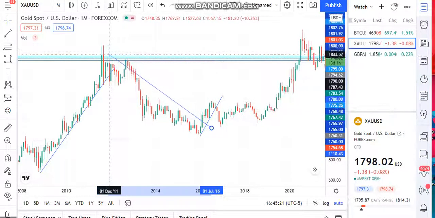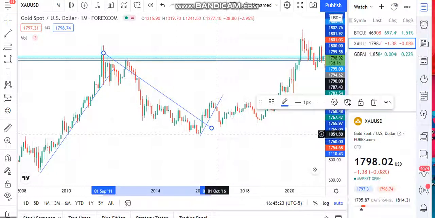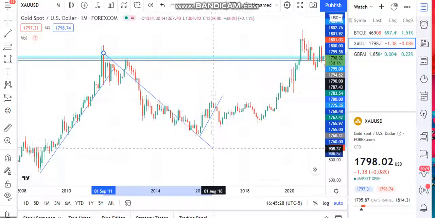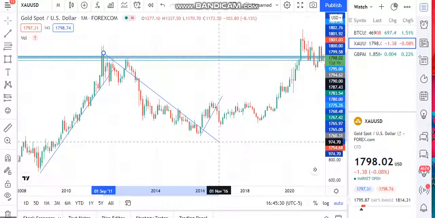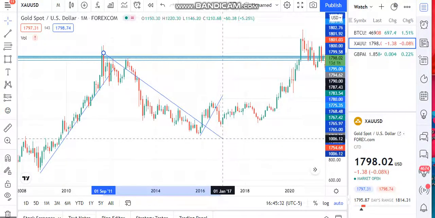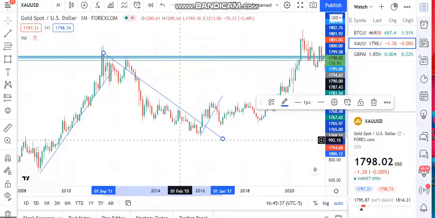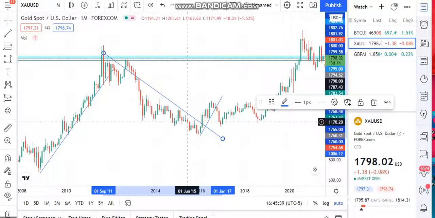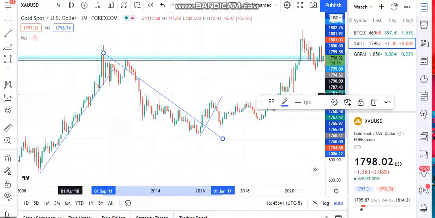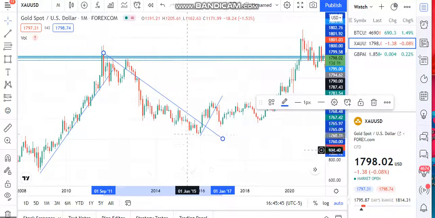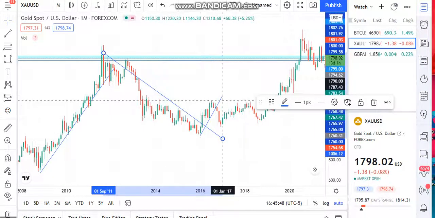If we're in a downtrend, the candles obviously will be below this trend line. See, the candles are below this trend line, so we're in a downtrend. If we're in an uptrend, the candles will be above this trend line. If we're in a downtrend, the candles will be below this trend line. So that's how you make your money. See, candles are above this trend line.